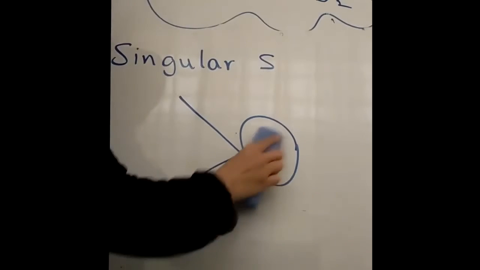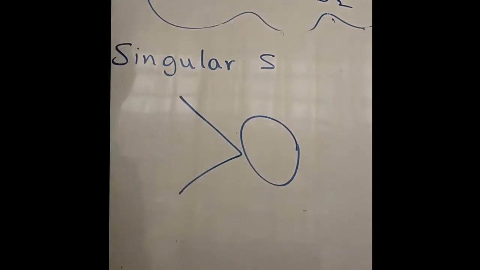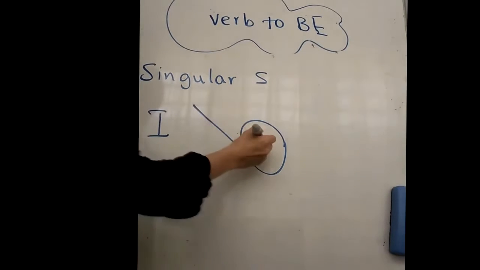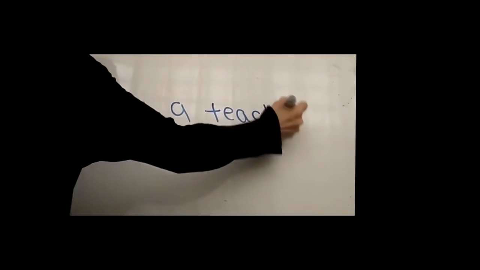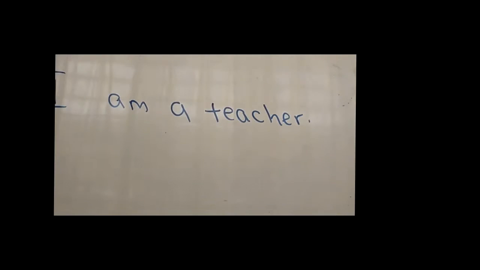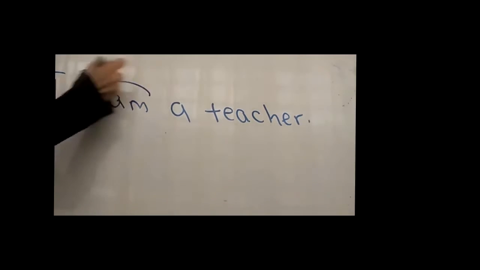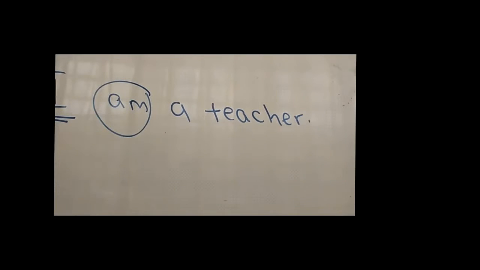And then if we have I, the verb will be am. Let's look at these examples. Like in here we have I am, and then we have a teacher. For example, I am a teacher. So we have I followed with am. Alright, and then we have the object.